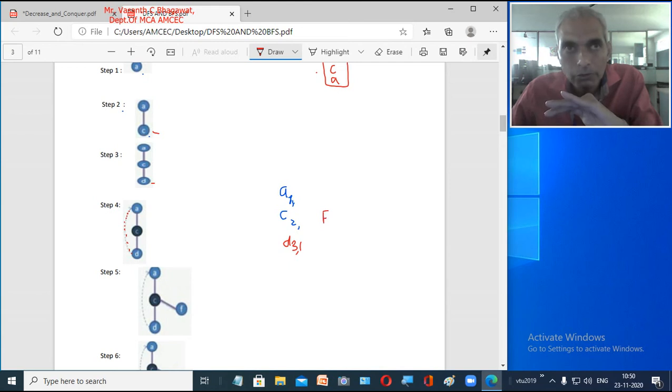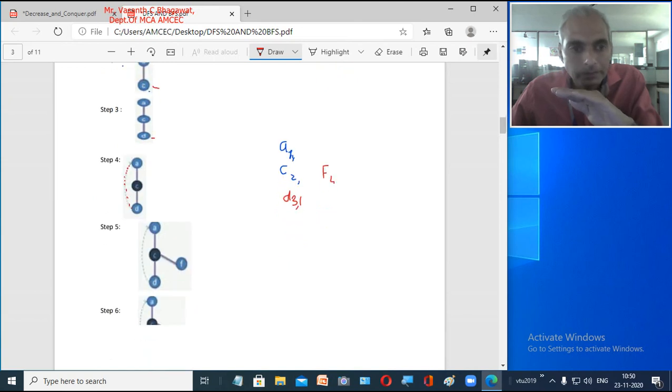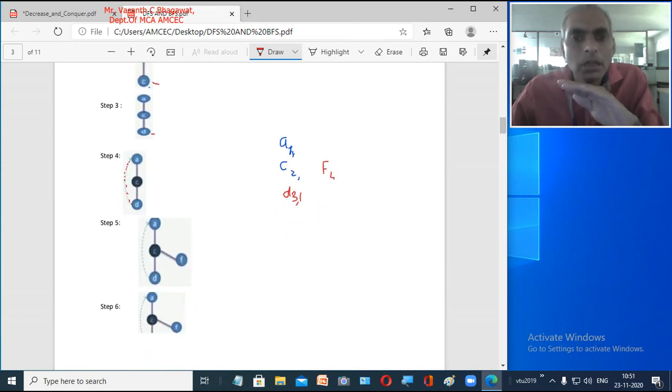So F was the fourth node which we have visited. From C, after D, we backtrack to C, and from there we go to the node F. So this is the next node we are going to visit. Now you can see in step 5, from C we are drawing an edge to F. So we are going to this particular node F.